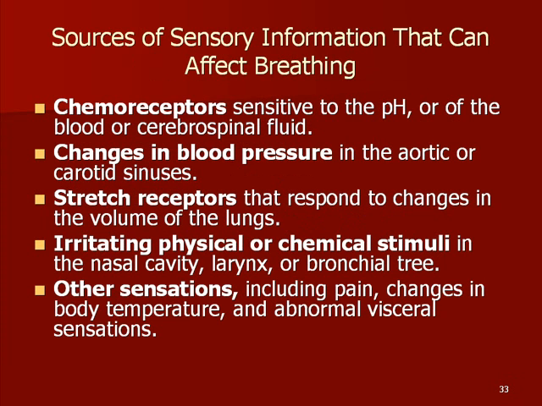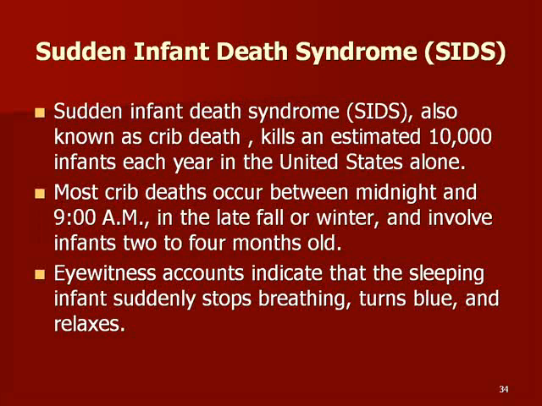Chemoreceptors sensitive to pH or CO2 in the blood and cerebrospinal fluid. Changes in blood pressure in the aortic or the carotid sinuses. Stretch receptors that respond to changes in the volume of the lungs. Irritating physical or chemical stimuli in the nasal cavity, larynx, and bronchial tree, and then other sensations including pain, changes in body temperature, and abnormal visceral sensations. There are specific disease processes that can affect these areas of the lungs.